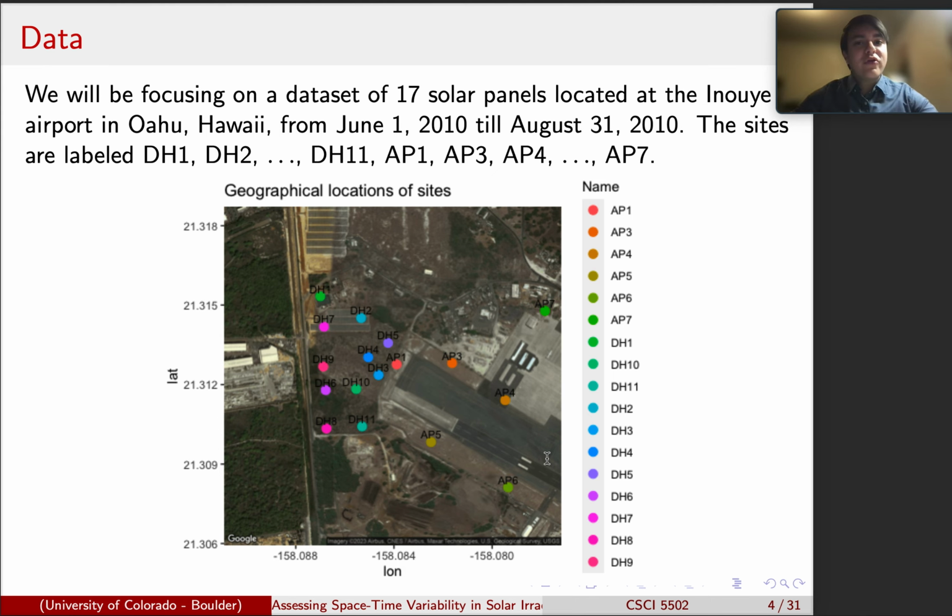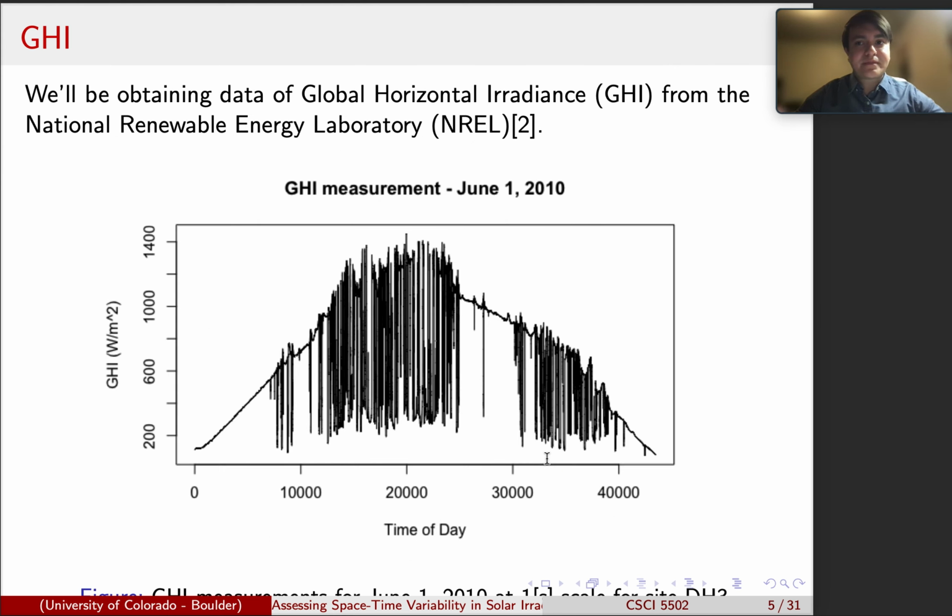We will be focusing on a data set of 17 solar panels located at the Unoue Airport in Hawaii, and we're going to get 1 second measurements over a range of about 3 months. This figure shows the geographical location of the sites, and as we can see, some sites are clearly more geographically close to one another.